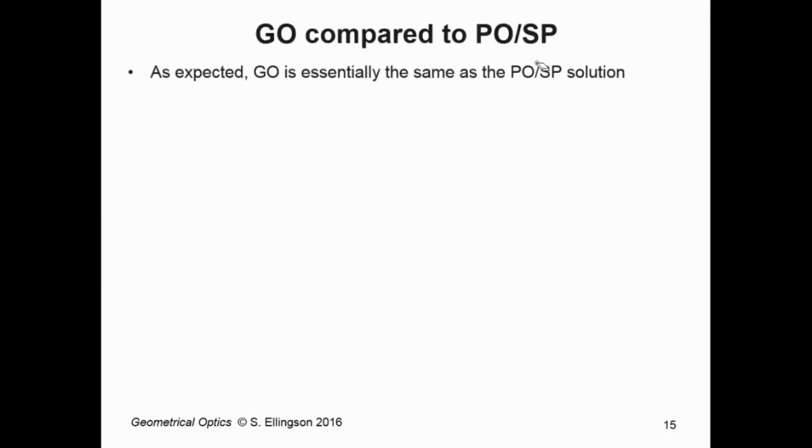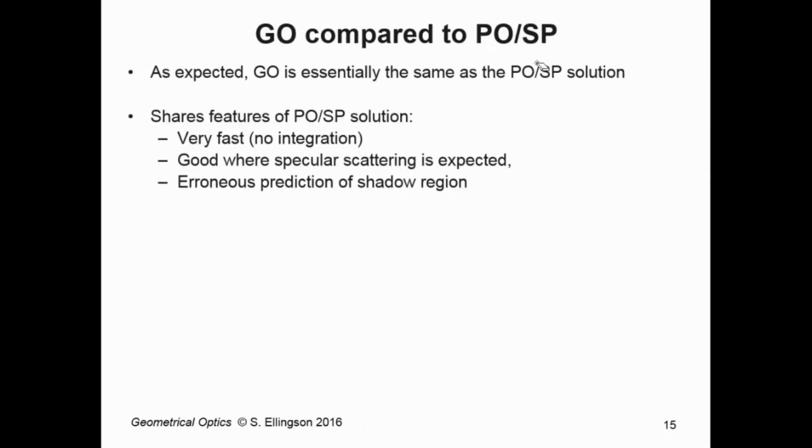So, as expected, GEO is essentially the same as the physical optics method evaluated using stationary phase. It shares the same features as the physical optics stationary phase solution. It's very fast, that is, there's no integration. It's good where specular scattering is expected, that is reflection. But it gives you a bogus prediction in the shadowing region. That is, it doesn't tell you what is happening in the shadowing region.